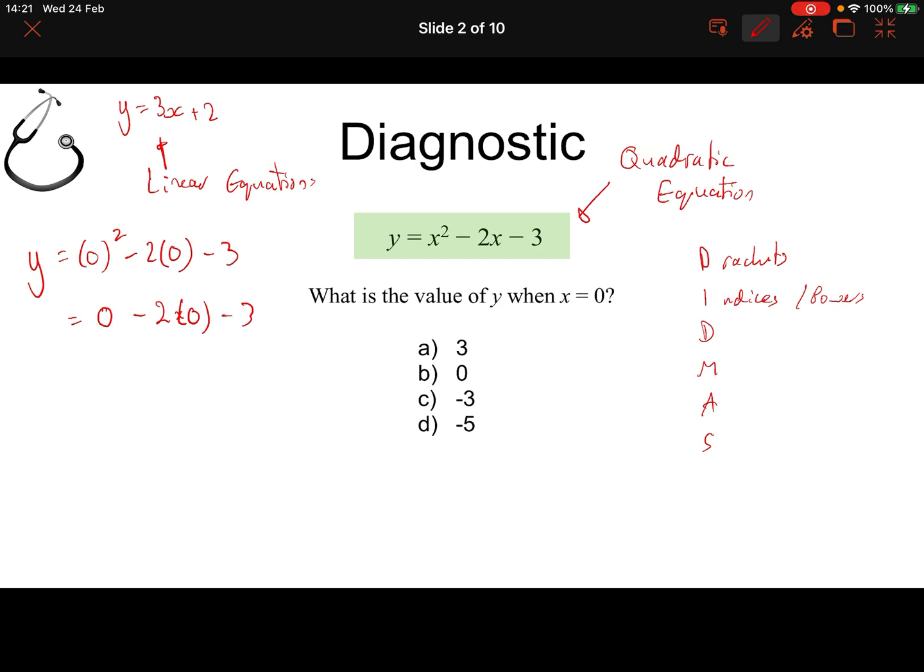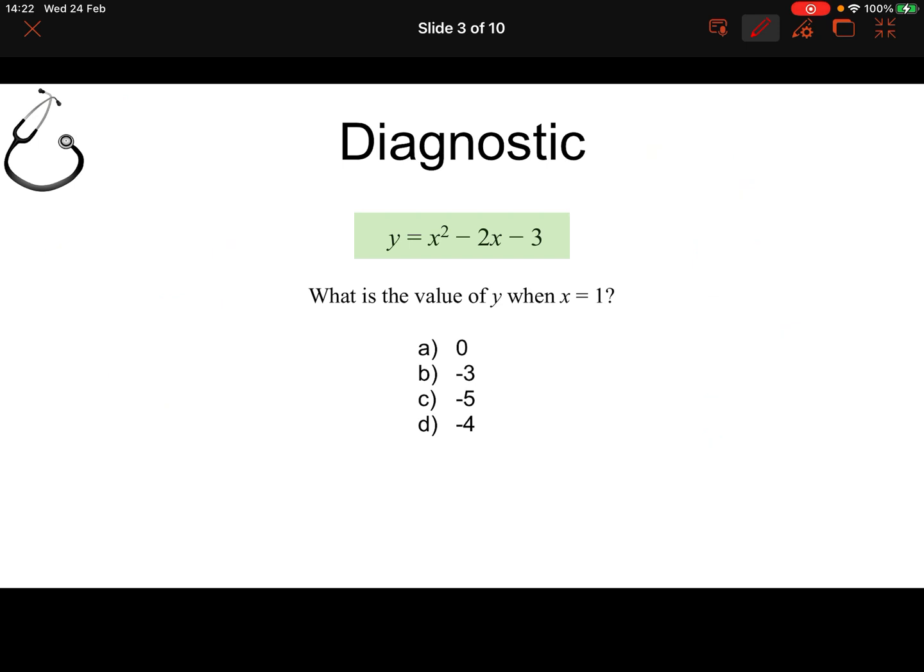Next thing we do is division. Well, is there any division in this question? No, there is not. Multiplication. There is multiplication. There is 2 times 0. Well, 2 times 0 is 0. So it becomes 0 minus 3. Then addition. Well, there is no addition, but there is subtraction. So we're going to get 0 minus 3 is negative 3. So when x equals 0, y is minus 3. We need to use BIDMAS effectively in order to work things like that out.